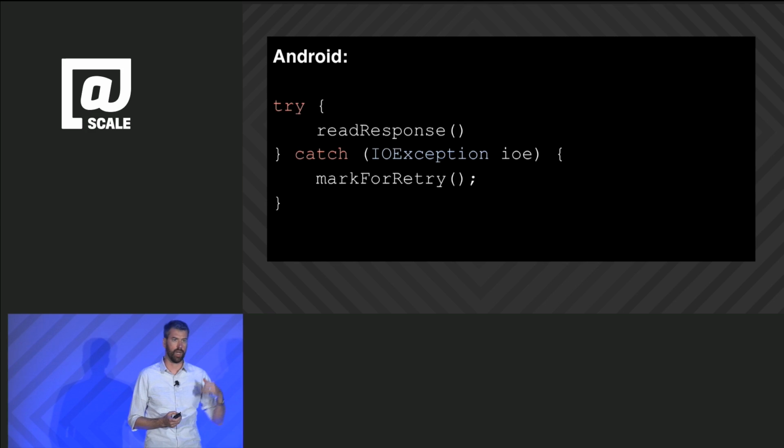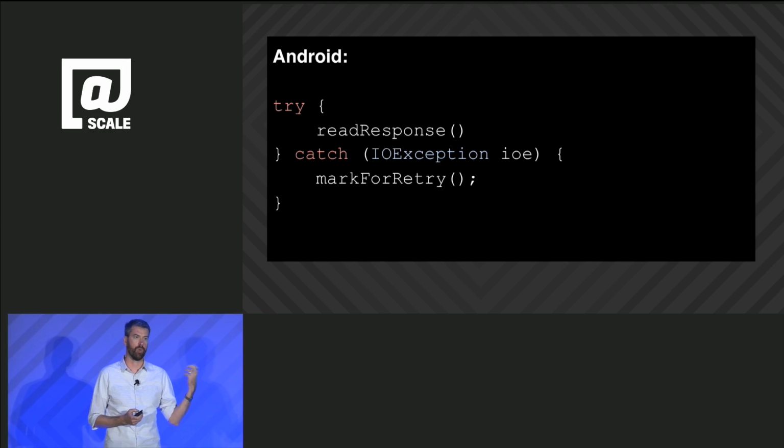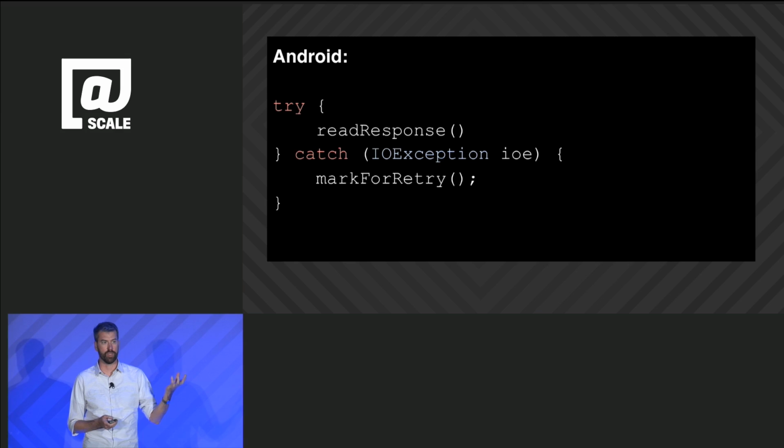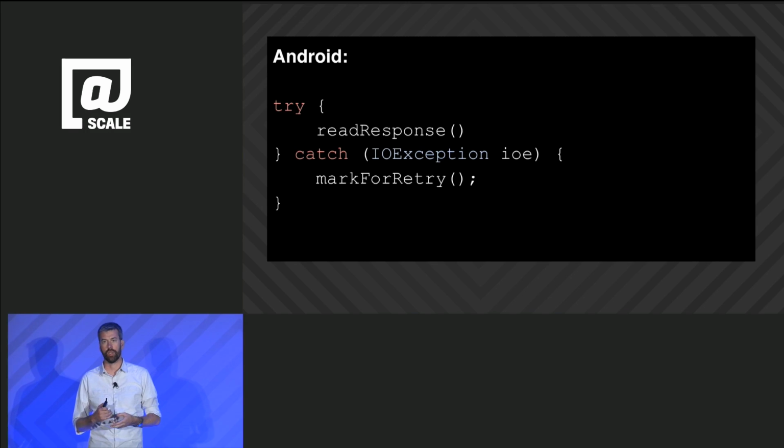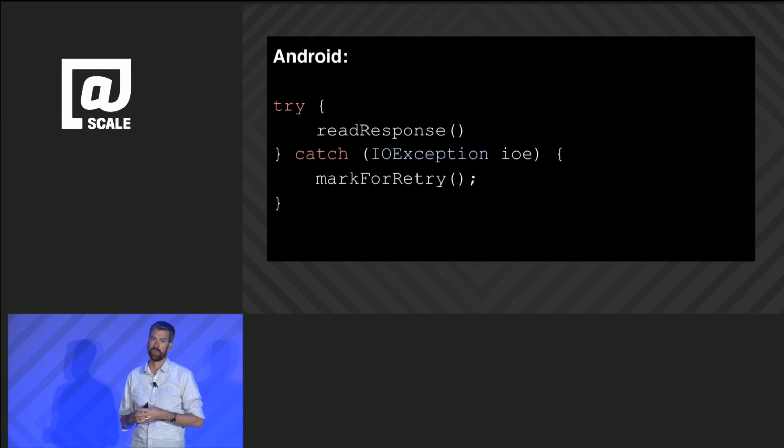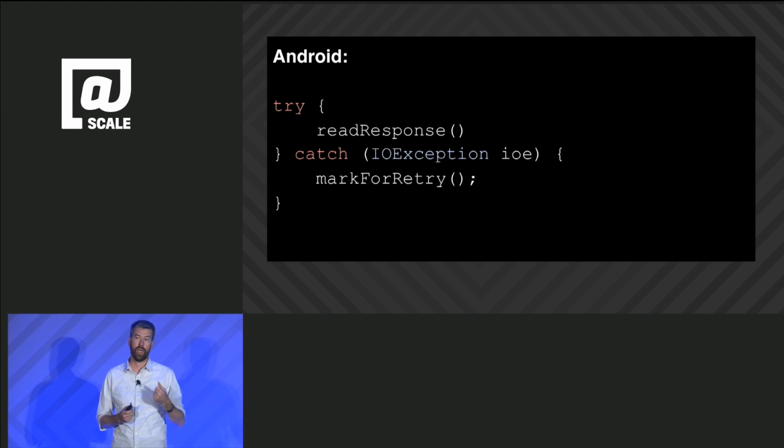Android is a little bit different. On Android, when we try to read from the network, we can basically catch any I/O exception that happens when reading from the network, and those are all going to be transient failures. They're like no route to host exception, DNS exception, a socket timeout exception, and then typically it's safe to retry.